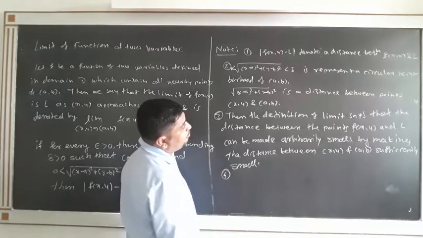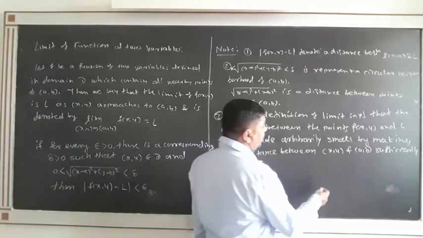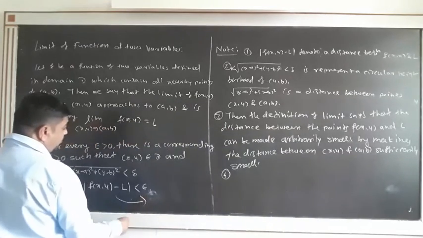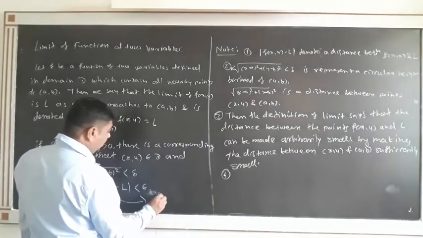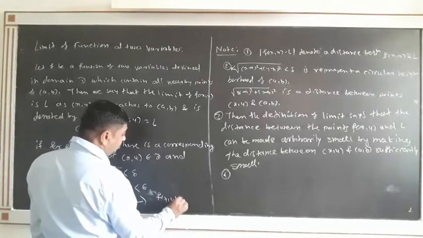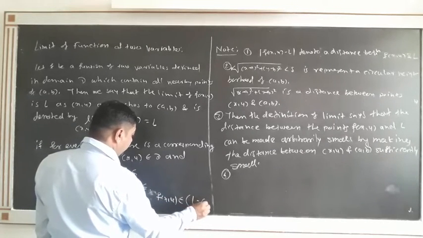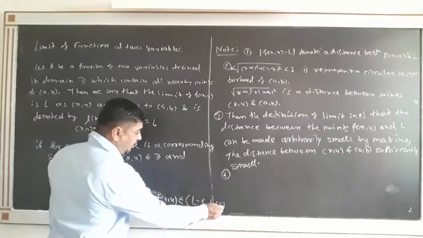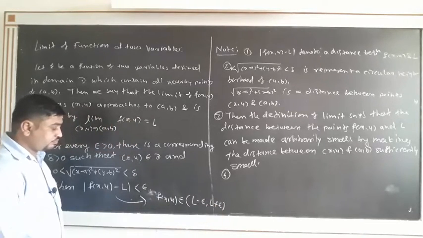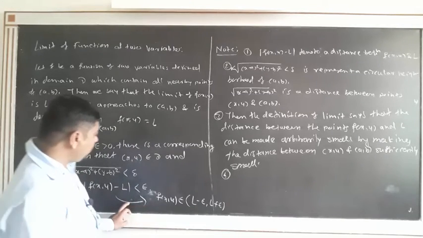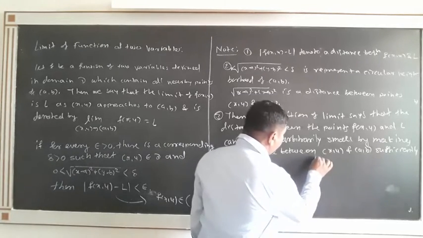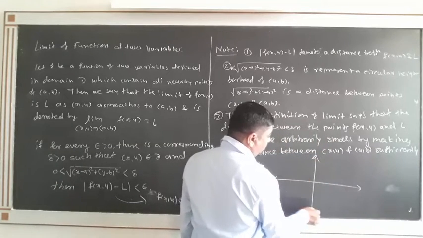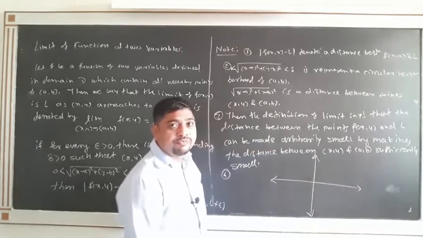How do we show this diagrammatically? We know that this represents f of x, y, and it belongs to the interval L minus epsilon to L plus epsilon. I have already given the proof of this. So how do we denote or describe it by an arrow diagram?